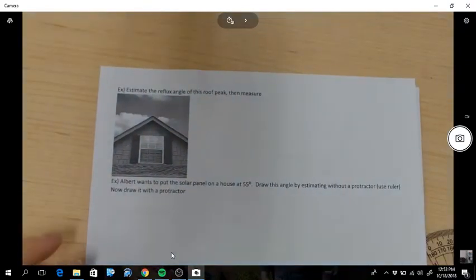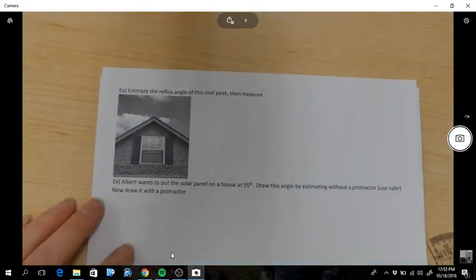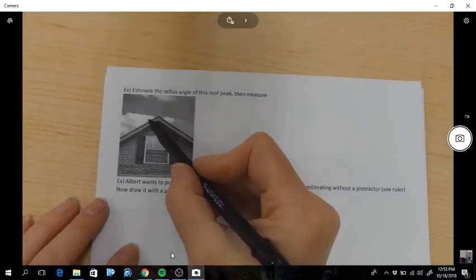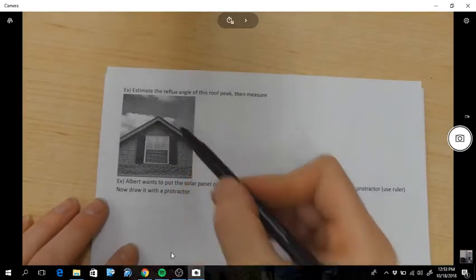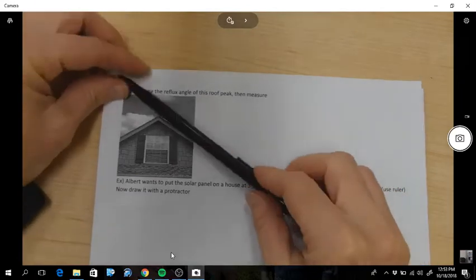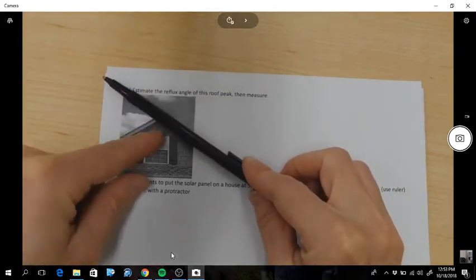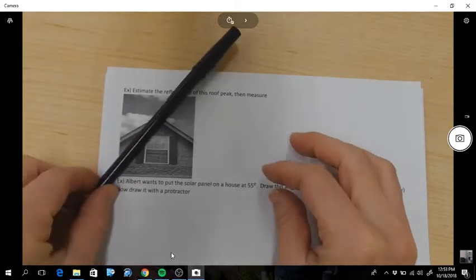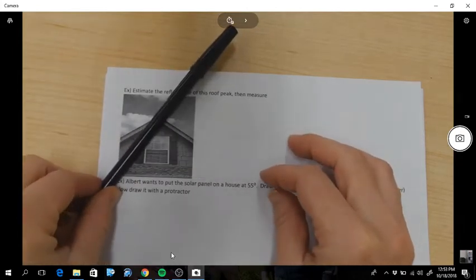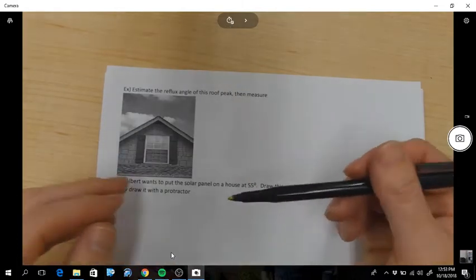Okay, next question. Estimate the reflex angle of this roof peak, then measure. So the reflex is from here all the way to there. So I have this visual of 180 straight across. If it went another 90, it'd be 270. So my guess is like 240 degrees.